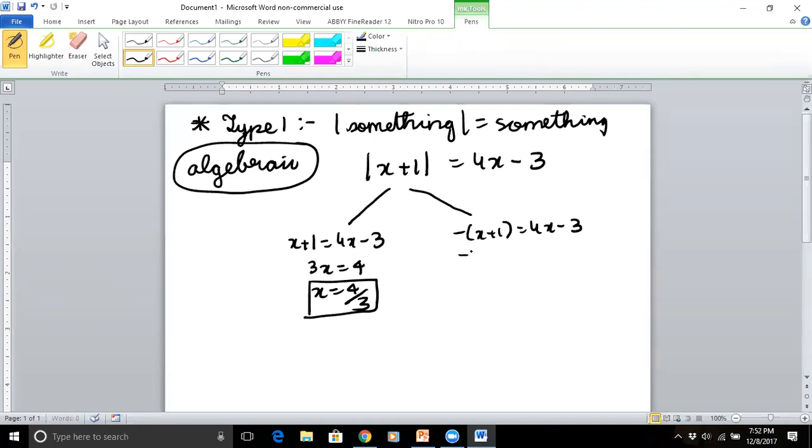And here I'm going to get minus x minus 1 is equal to 4x minus 3. So 2 is equal to 5x, so x is going to be equal to 2 by 5. Now, both of these values are not solutions to the mod. Maybe a couple of you have given me the right answer. Most of you have made this mistake. You stopped solving this question after you got these 2 solutions. This is the extra step that you need to do.